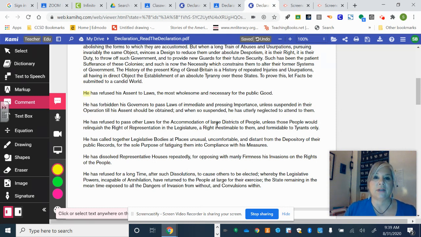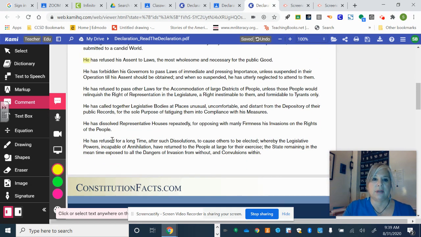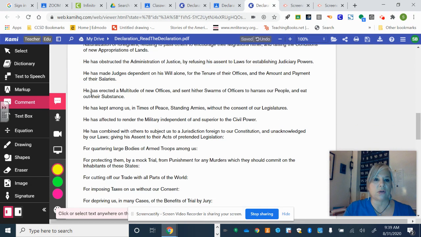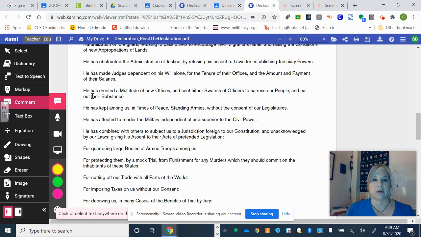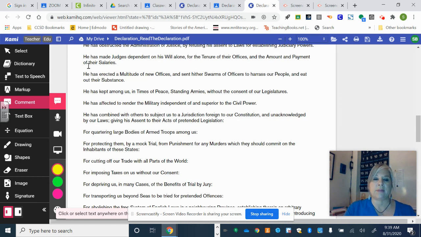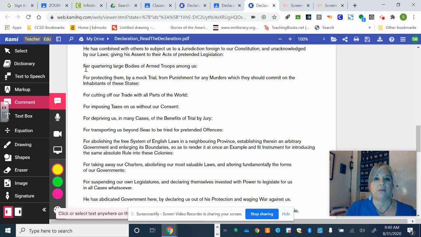He has refused his assent to laws, the most wholesome and necessary for the public good. He has forbidden. He has refused. He has called together, and so on. He has dissolved. He has refused. And you see how there's a whole list of things that Thomas Jefferson and the people in support of this, George Washington, John Adams, all those guys, the founding fathers, we call them. This is his style of rhetoric, where Thomas Jefferson is repeating this parallel structure where he keeps starting off with the pronoun he, and then he switches to the preposition for. So here I'm just showing you the style and how Thomas Jefferson laid this out.